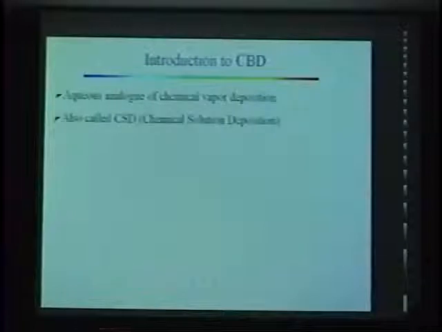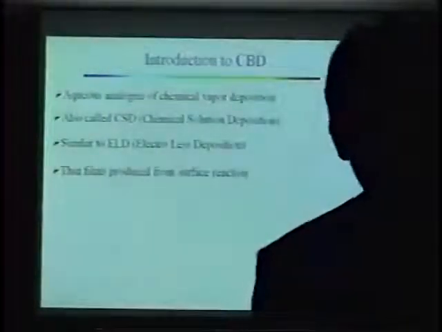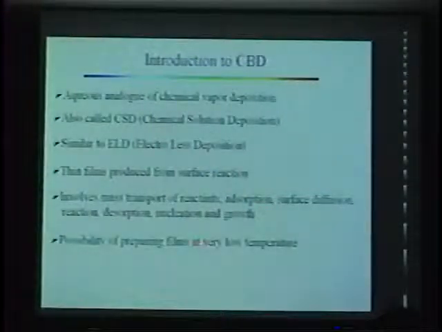So what is CBD? It's kind of like chemical vapor deposition, but it happens in the solution phase. It's also called chemical solution deposition, CSD. It's similar to electrolysis, but usually it involves two reactants. The thin films are produced from surface reactions, and it involves a mechanism similar to CVD: mass transfer of reactants, adsorption, surface diffusion, reaction, desorption, nucleation, and growth. It's possible to prepare films at very low temperature, normally below the boiling temperature of water, 100 Celsius, and it deposits on any insulating substrate.